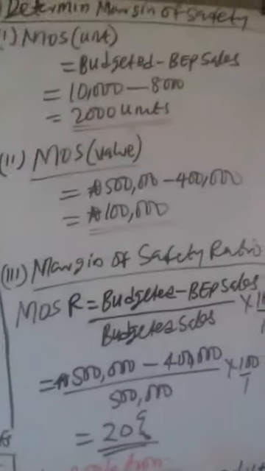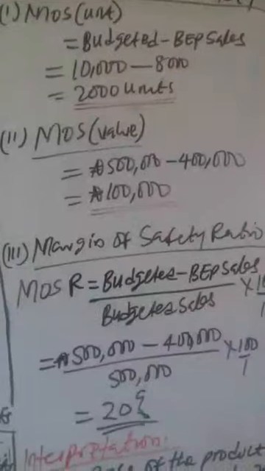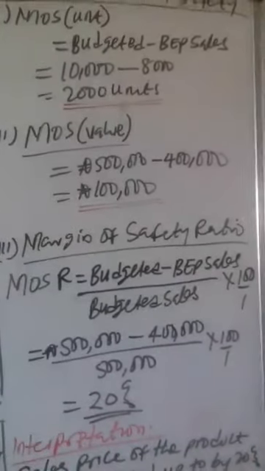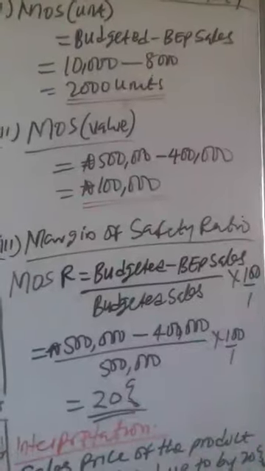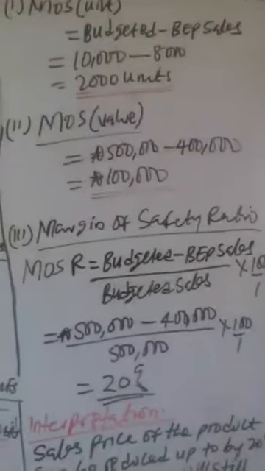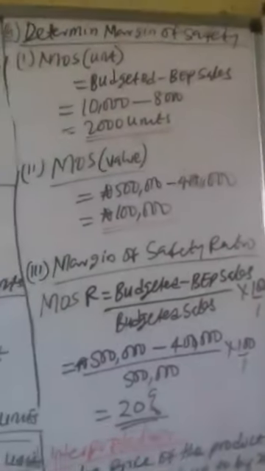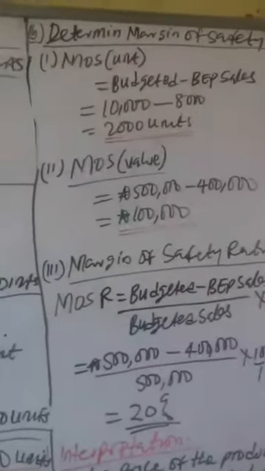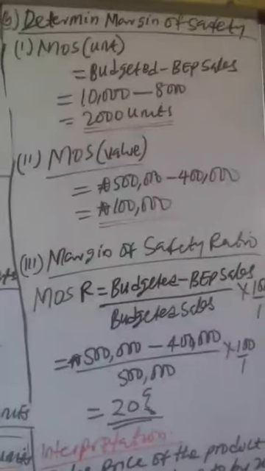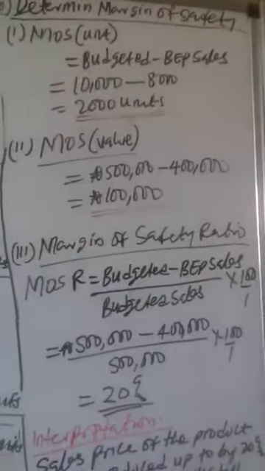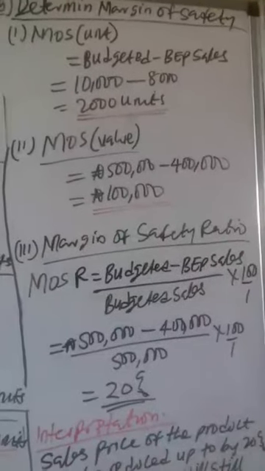Margin of safety value is 500,000 minus 400,000, that is budgeted sales minus break-even sales. It gave us 100,000 naira. So the company has 100,000 naira above, which we can call net profits. That is profit we have after tax, profit that you made if you have sold this quantity.